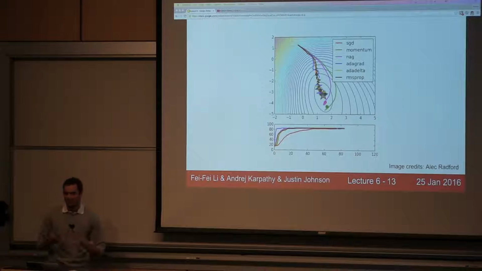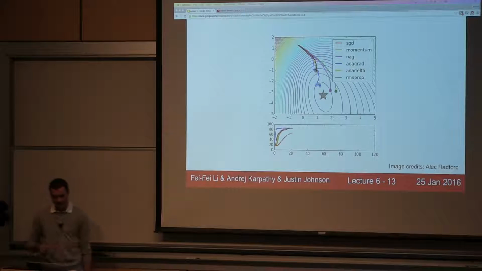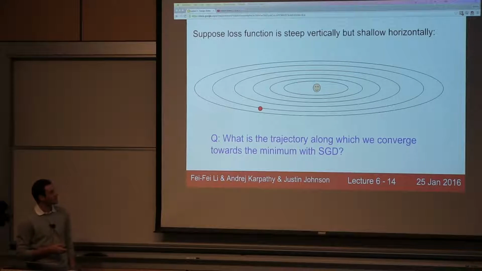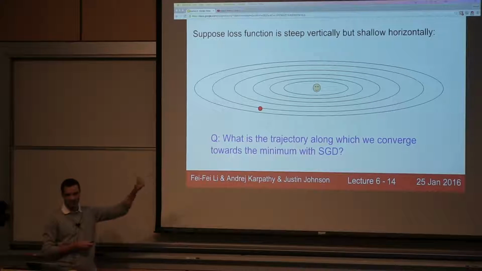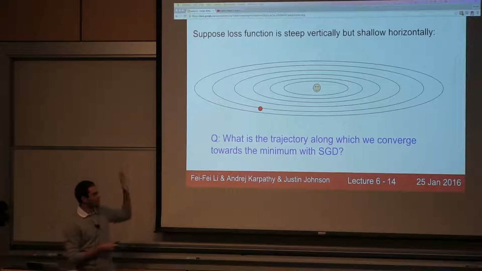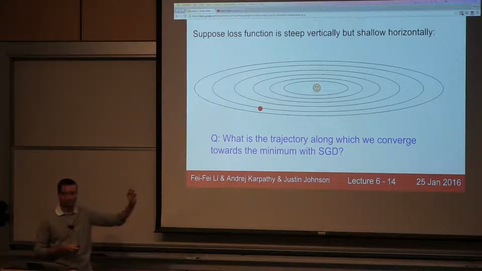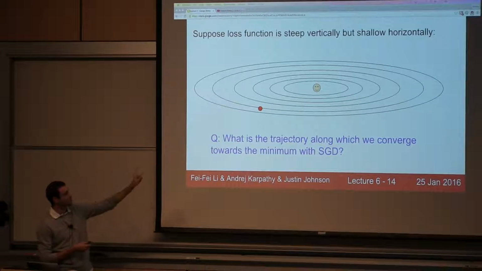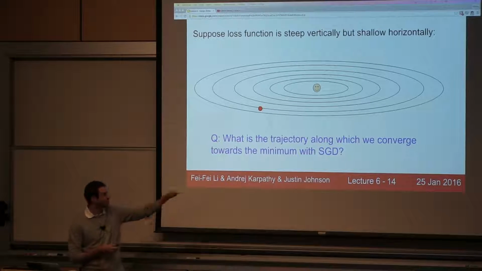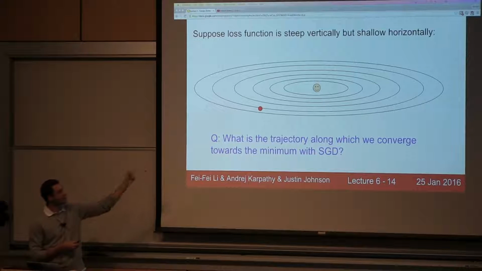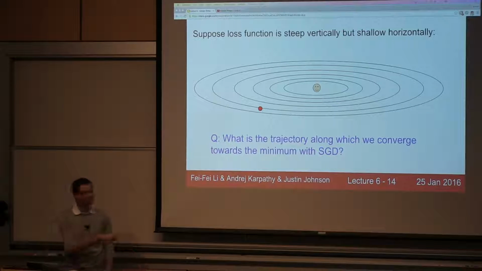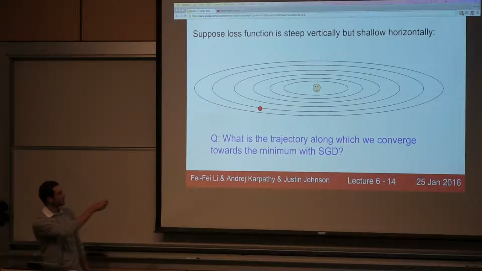So let's look at what the problem is with SGD. Why is it so slow? Consider this slightly contrived example where we have a loss function surface. These are the level sets of our loss, and suppose that it's elongated along one direction much more than another direction. Basically, this loss function is very shallow horizontally, but very steep vertically. We want to minimize this. Right now, we're at the red spot, and we're trying to get to the minimum, denoted by the smiley face. That's where we're happy.